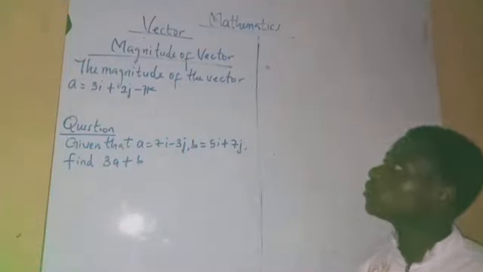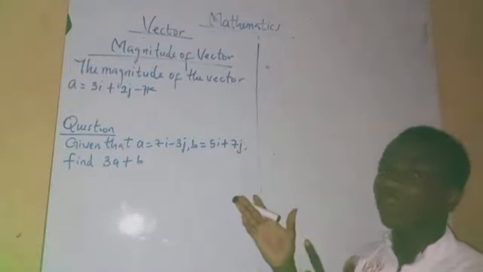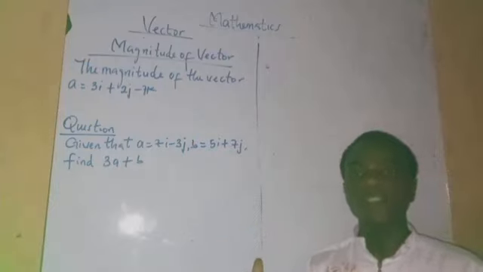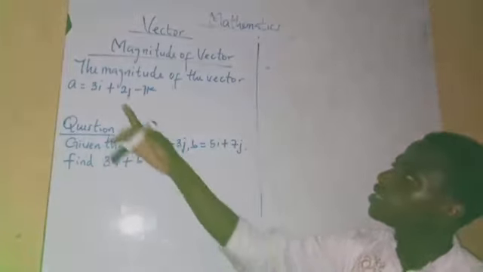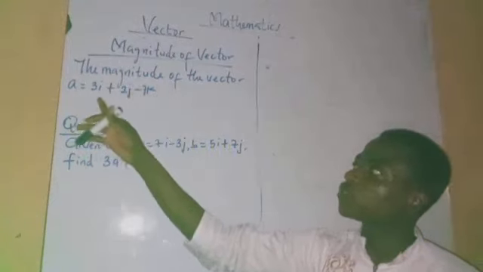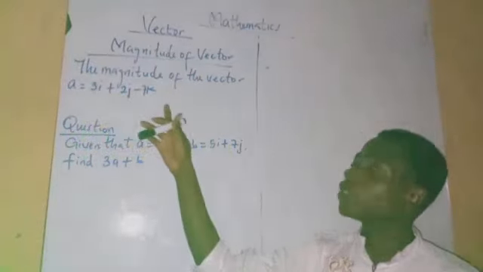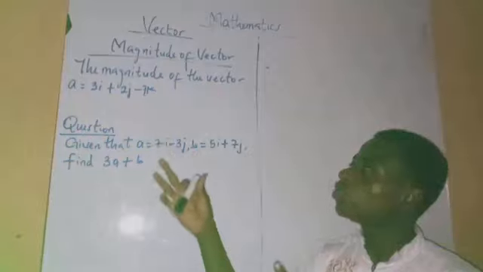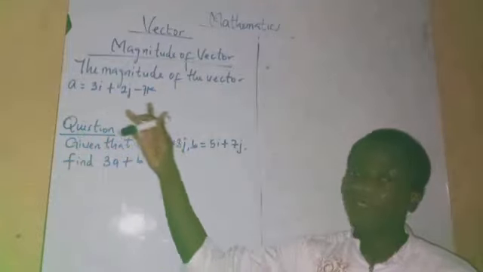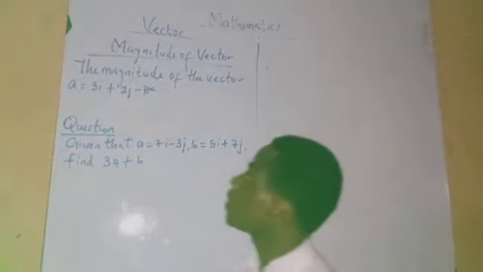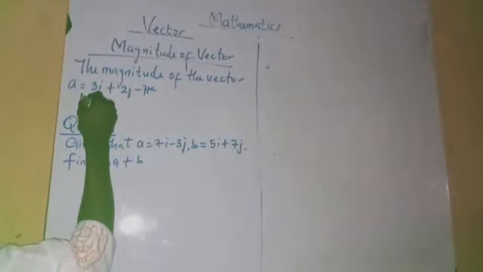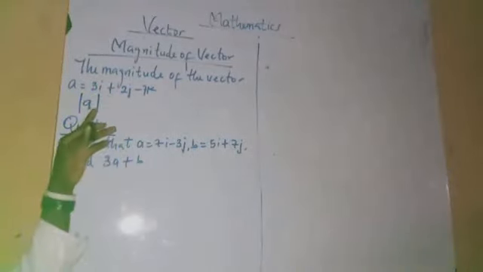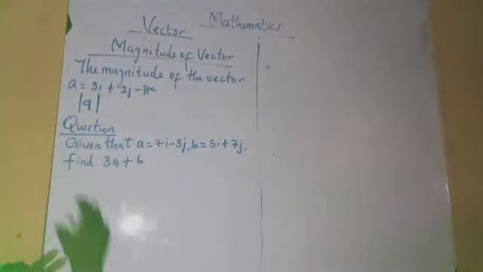Now, talking about how to find the magnitude of a vector. I said I'll be explaining how to find the magnitude of a vector. Let's say vector A is equal to 3i plus 2j minus 7k. How can we find the magnitude of this vector? You say the magnitude of this vector A is equal to, you do like this. This is how to show magnitude. I'm trying to find the modulus of A.